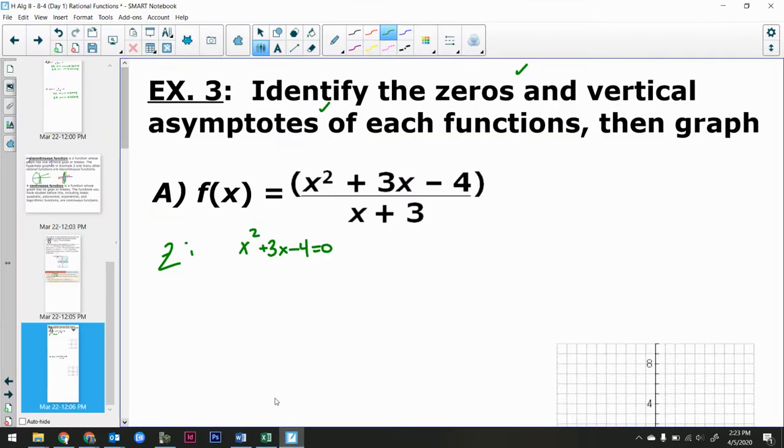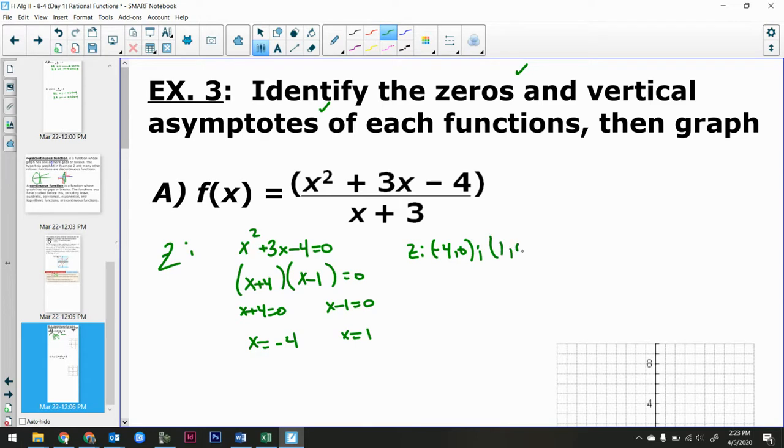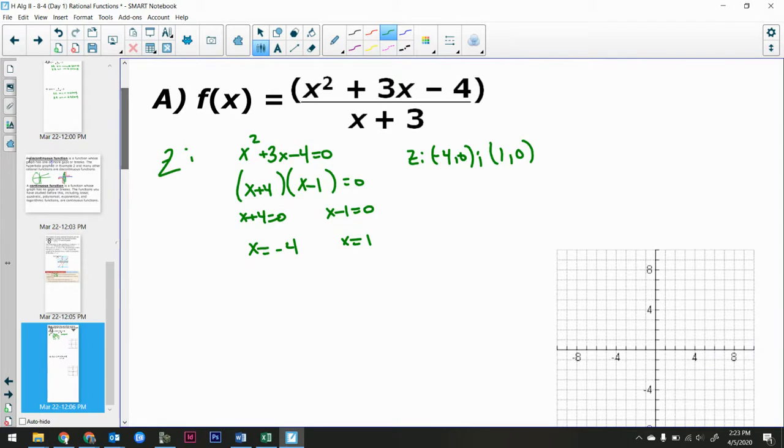Okay, so I was here with the zeros of this function. Now again, the zeros of the function are where the numerator equals 0. So we will factor this down. Factors of -4 that add to +3 are a +4 and a -1, right? So we're still setting that equal to 0. So x plus 4 equals 0 and x minus 1 equals 0. So x equals -4, x equals +1. So the zeros are -4 comma 0 and 1 comma 0. Okay, however you want to write them. I like to write them as ordered pairs, but that's up to you.